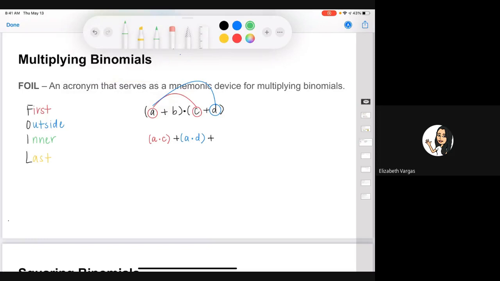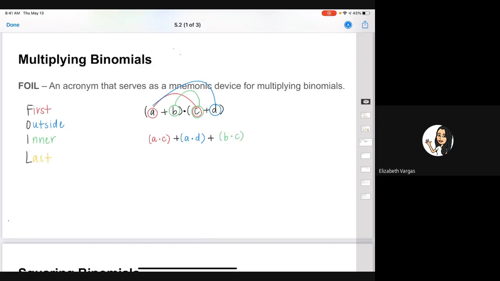Then you want to take your inner. It's called your inner because it is the inner part, and you're working with these inner two variables. So now we have B times C. And then last, you want to do your last. So I basically have distributed to all of my different variables, but I still need to distribute B to my last variable, which is my D.